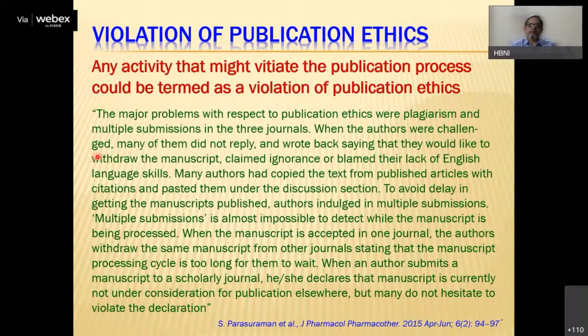Many authors, in fact, had copied text from published articles with citations and pasted it under the discussion section. To avoid delay in getting the manuscripts published, the authors indulged in multiple submissions. So this is another problem. Multiple submissions are almost impossible to detect while the manuscript is being processed. What do you mean by these multiple submissions?